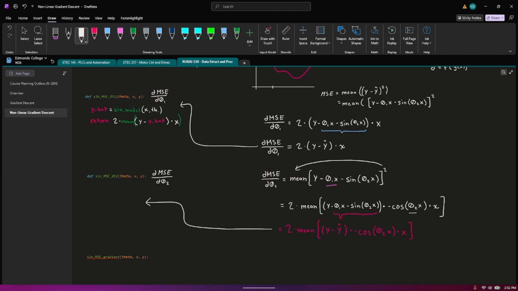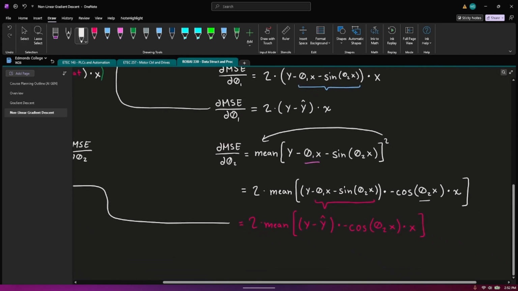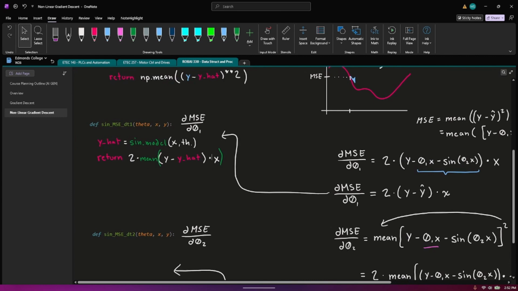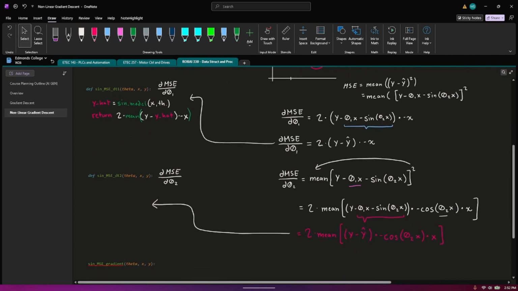A minor correction that I'm realizing that I made over here. Notice that we had a negative sign, so it resulted in a negative cosine. Up here, I forgot about this negative, so this x should actually be times a negative x here. Negative x, because we have that minus sign right here.